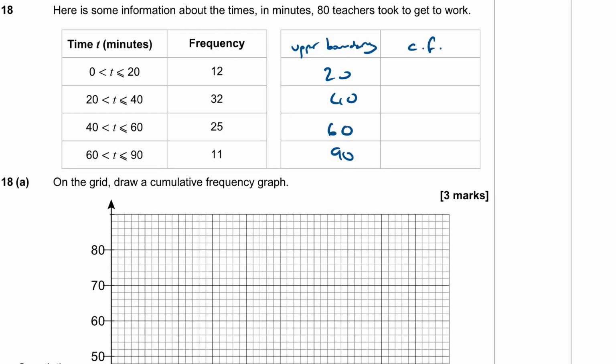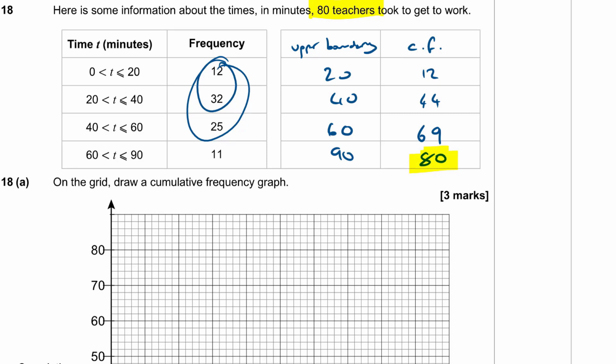and we're going to plot that against cumulative frequency, which is 12 plus, we add those two together to get the next one, which would be 44, and then we add all three together, or 44 plus 25 to get the next one, which is 69, and then finally 80. It's always a good idea to check this last value matches with the total they give you in the actual question. So that looks good.